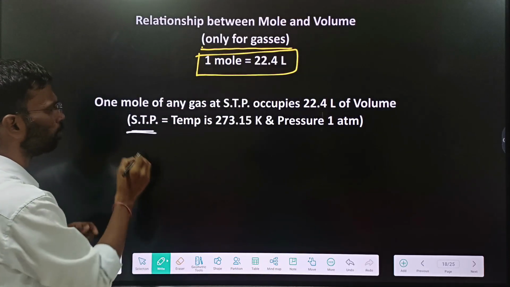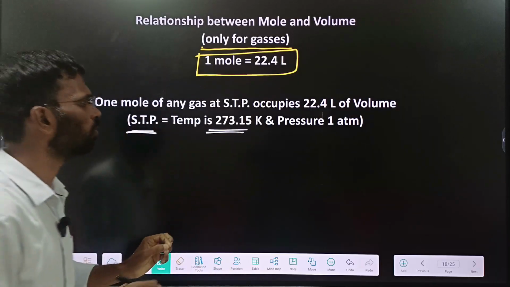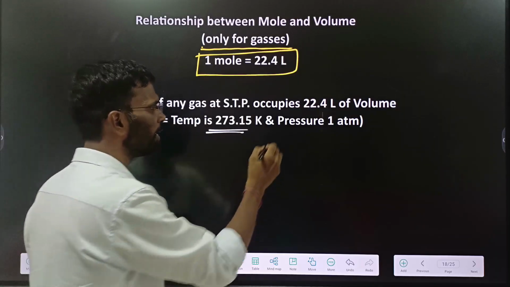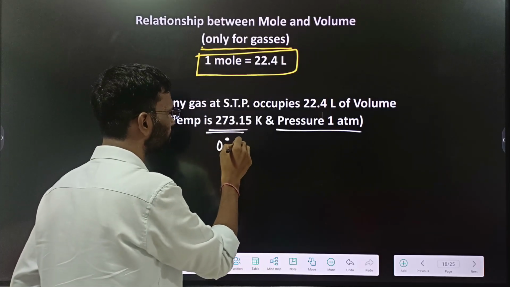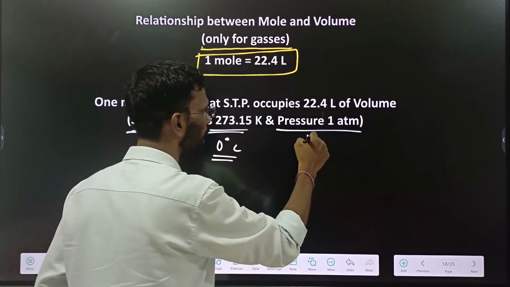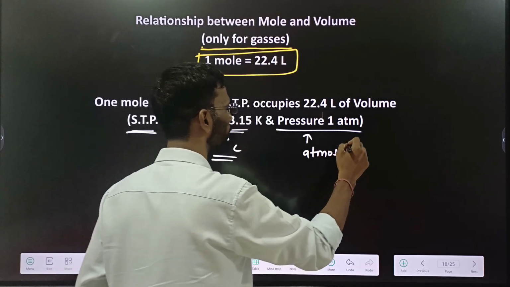Only at STP, means standard condition. At this temperature, 273.15 Kelvin and pressure 1 atmosphere. Means this is 0 degree Celsius and this is atmospheric pressure.